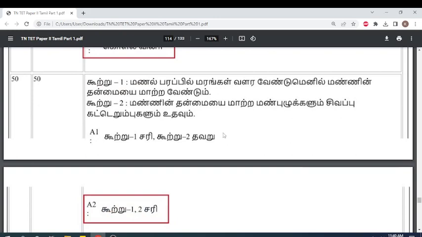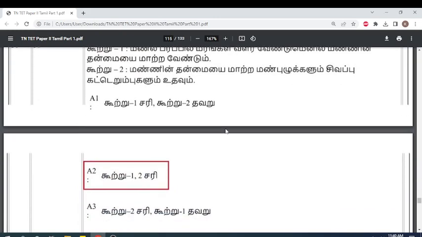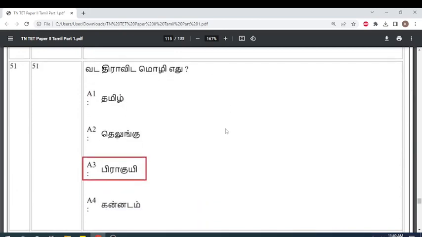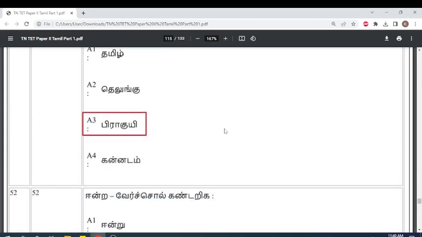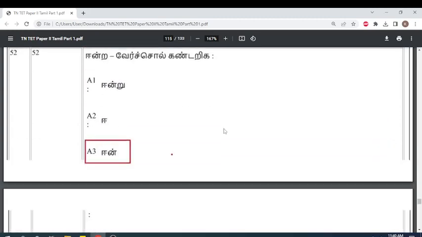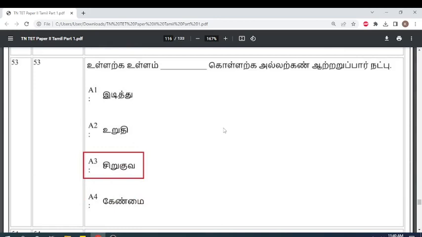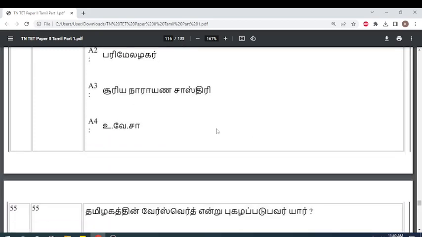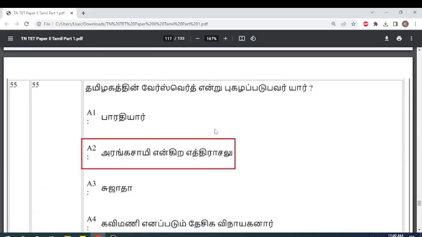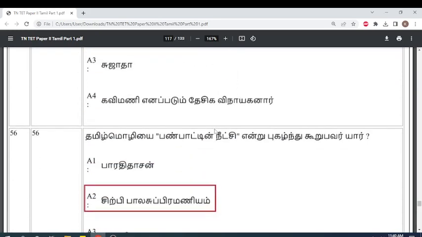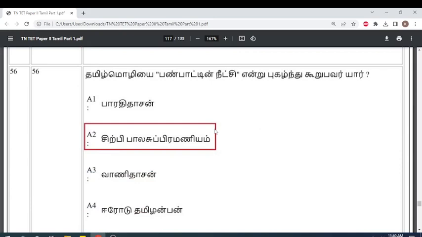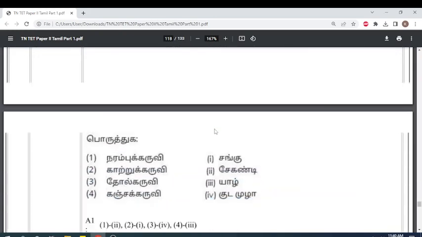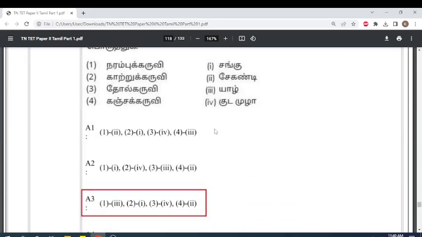50 question or answer A2. 51 question or answer A3. 52 question or answer A3. 53 question or answer A3. 54 question or answer A1. 55 question or answer A2. 56 question or answer A2. 57 question or answer A3.